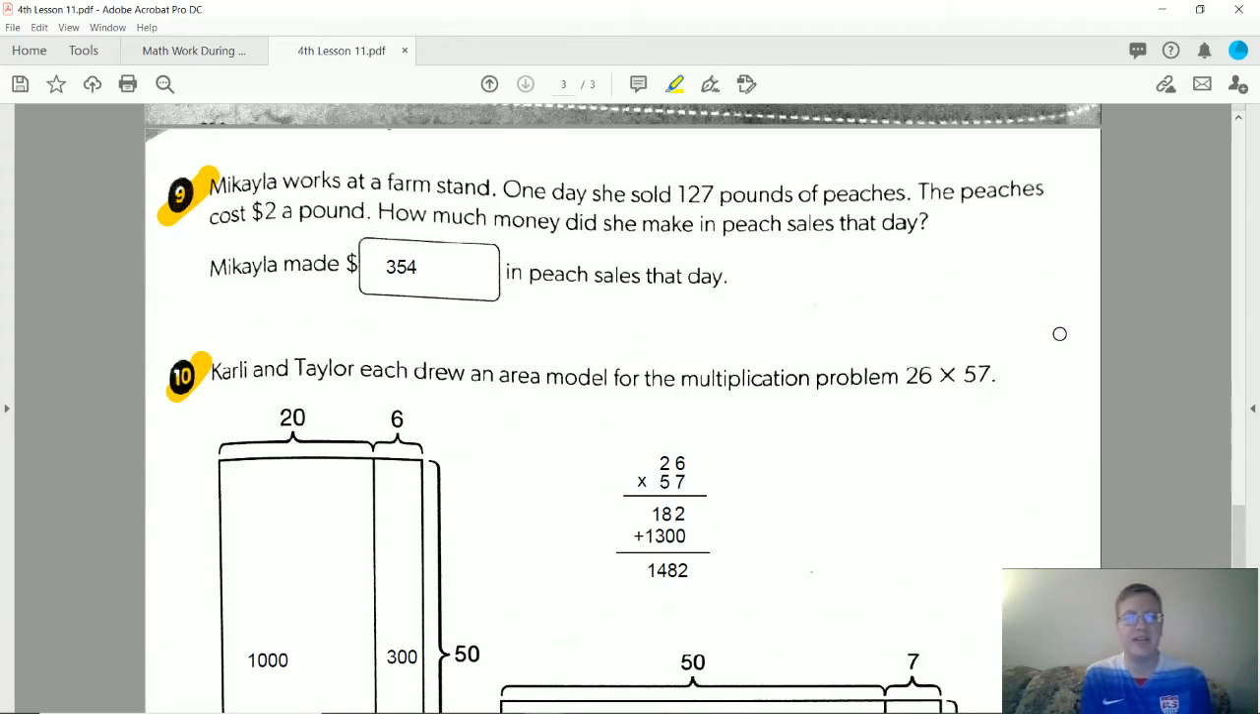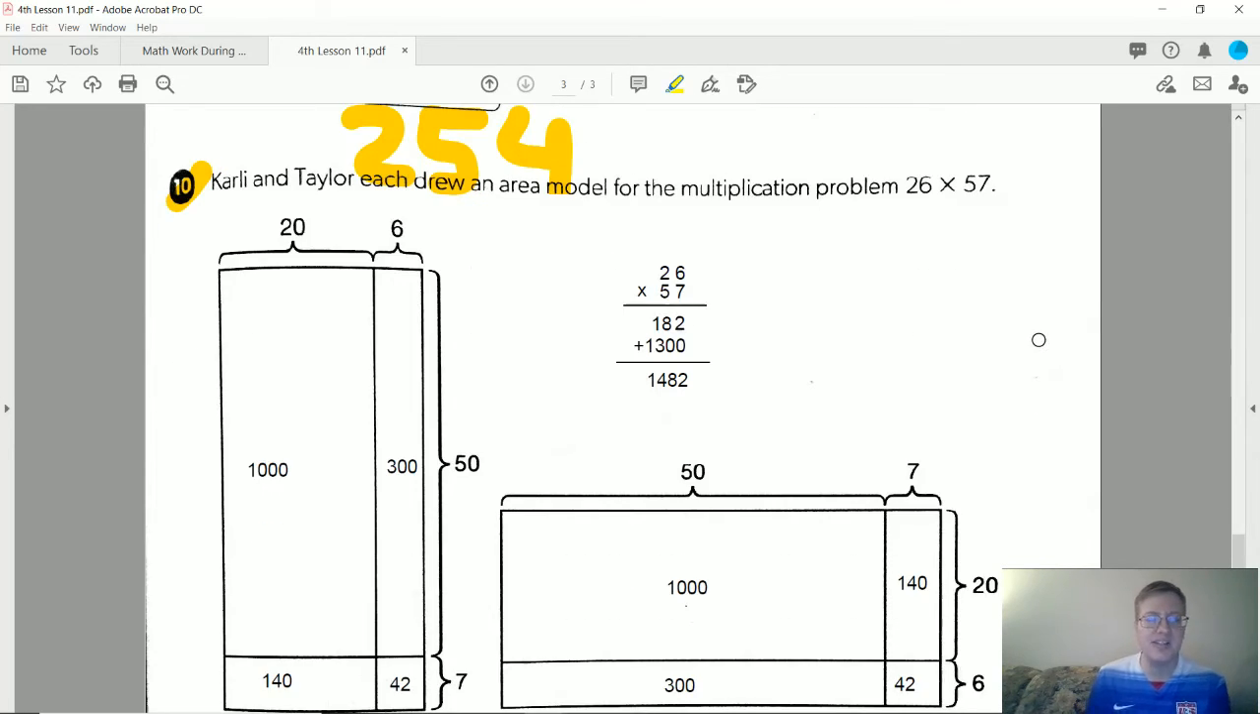Number 9, Michaela works on a farm stand. We're doing 127 pounds times $2 a pound. So that one should be a relatively easy multiplication problem. That should come out to, that is not correct. It should be 254, not 354. Sorry about that. Number 10.